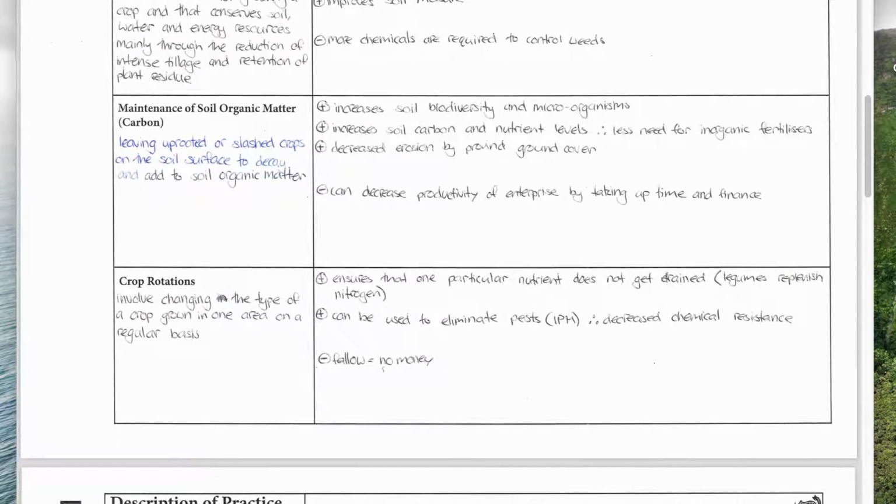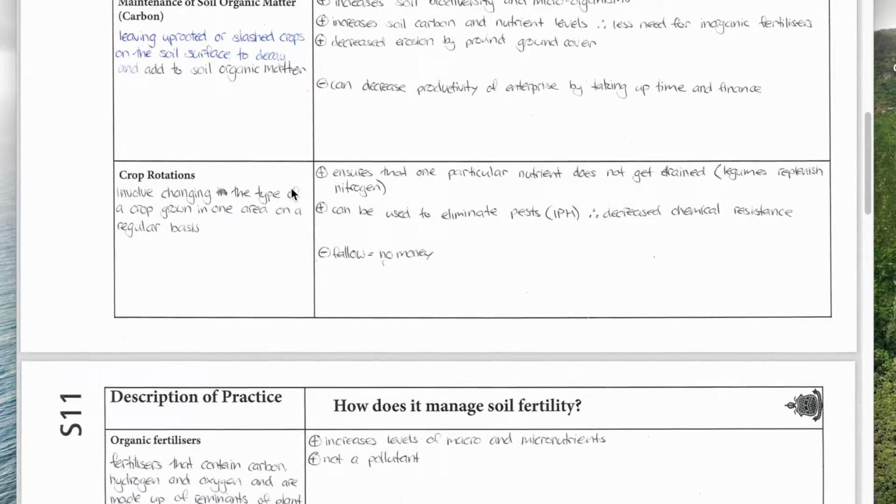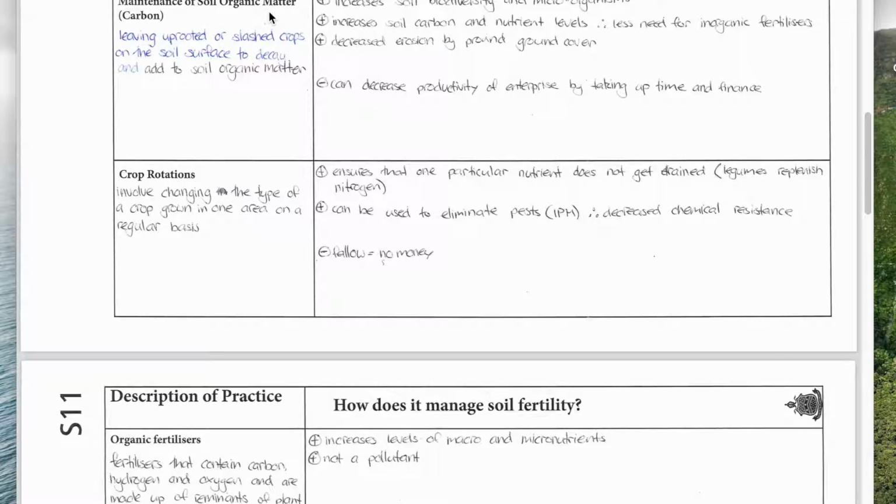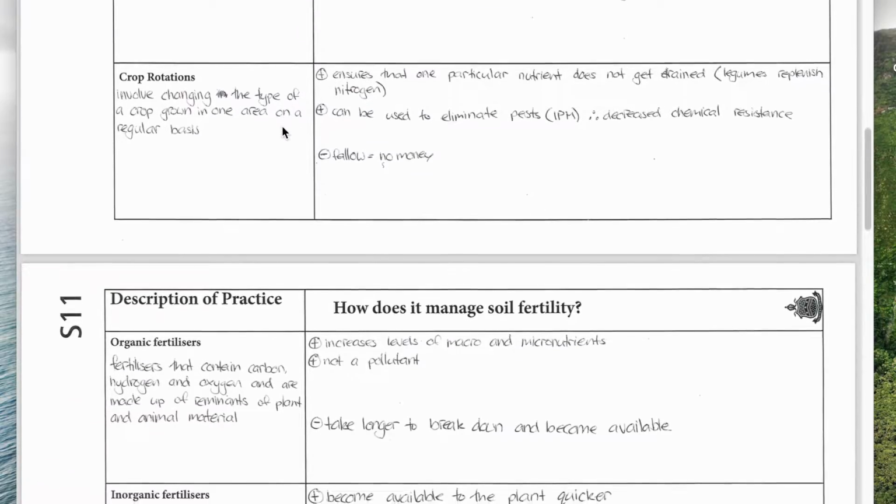So there's a bit of overlap between these two here, between conservation tillage and maintenance of soil organic matter. The negative side is it can decrease productivity of an enterprise by taking up time and money to actually implement these things that we mentioned over here.